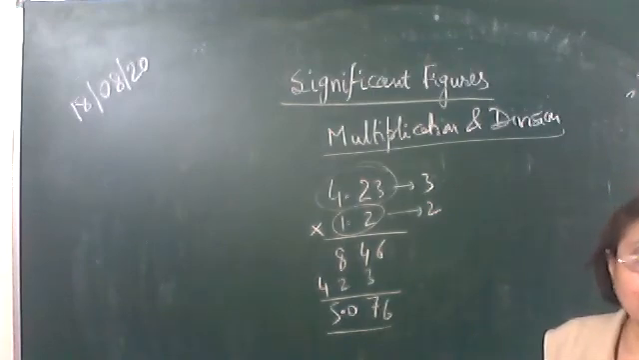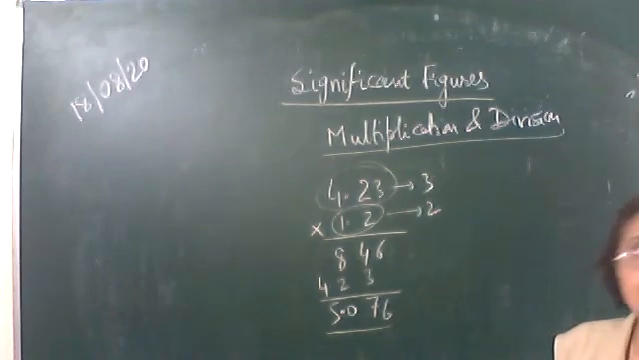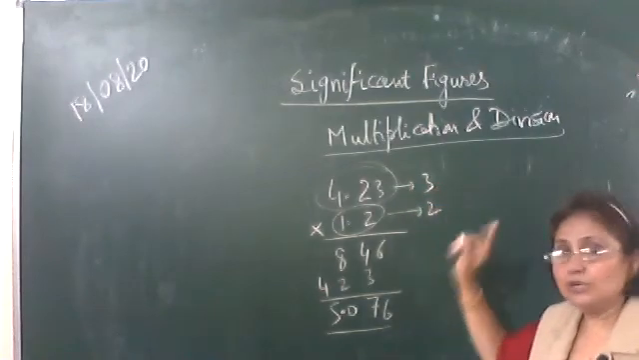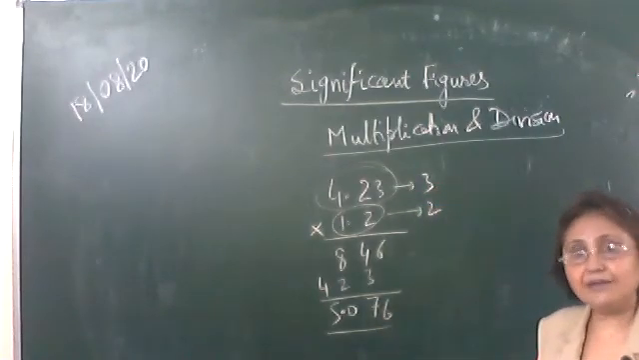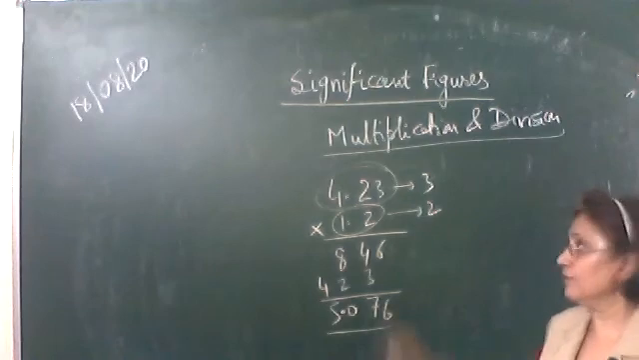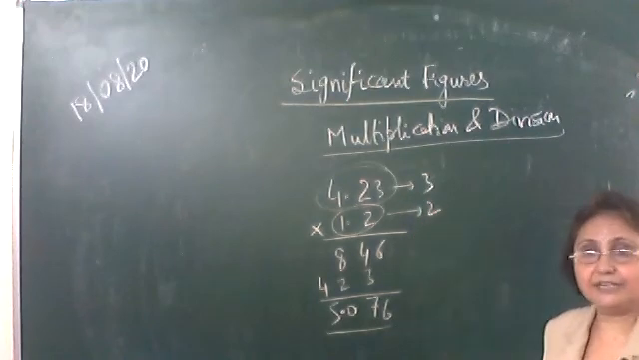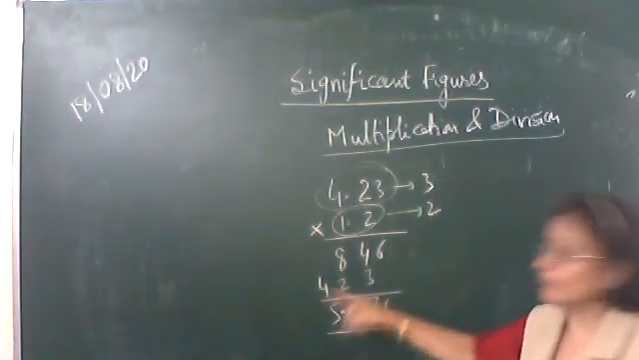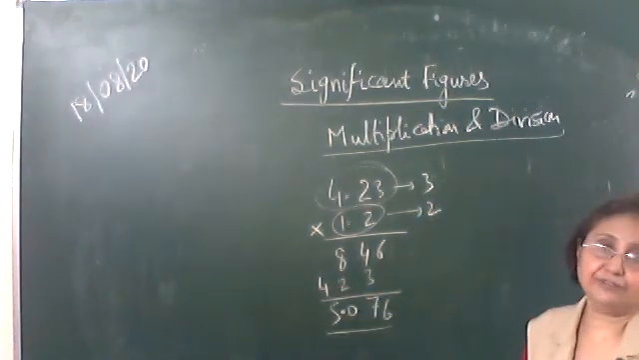Okay, here we are not seeing the digits after the decimal as in the case of addition and subtraction. Here count the number of digits. This is having 3, this is having 2. So the answer, the result should retain the minimum number of significant figures as the individual value. So here it is only 2. So the answer should be expressed only in 2 significant figures.